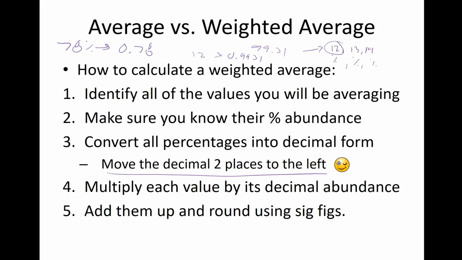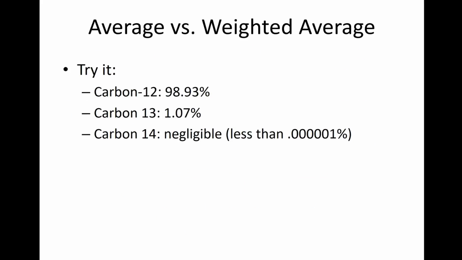Okay? So let's do this for carbon-12. See what this looks like. So carbon-12 has 98.93% of the atoms. Carbon-13 is 1.07%. And carbon-14 is pretty much negligible. It's less than 0.000001%. Okay? So when we say something is negligible, that means we're not really going to worry about it.